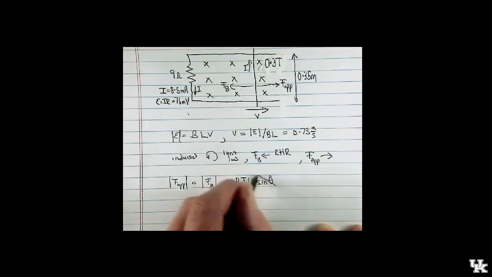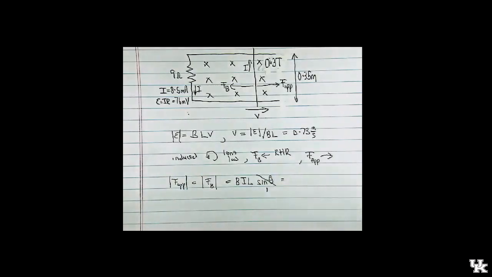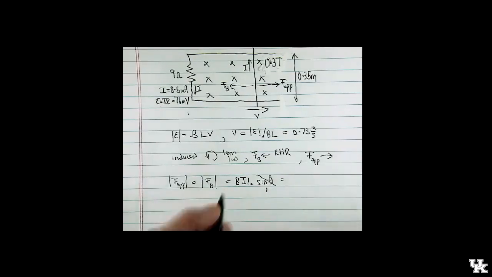Now, in this case, the current is flowing upwards in the rod. The field is into the screen. So this is sine of 90. This is just 1. And so if I want the magnitude of the force, my force, which is the magnitude of the magnetic force, all I have to do is fill in B, I, and L. So the calculation becomes quite straightforward.